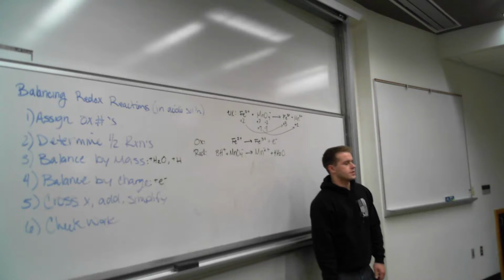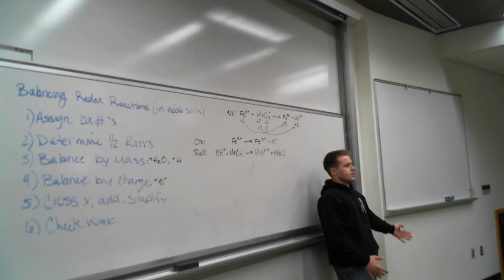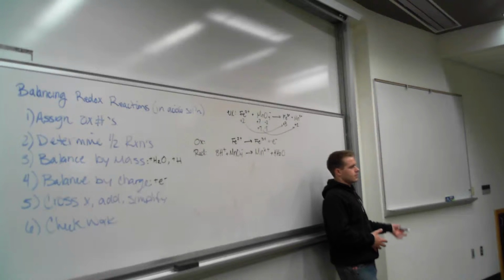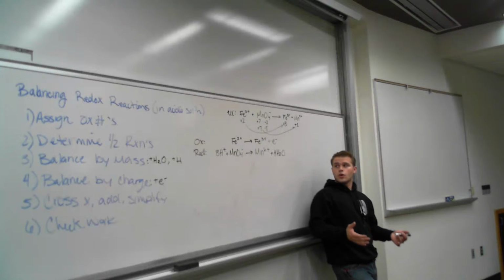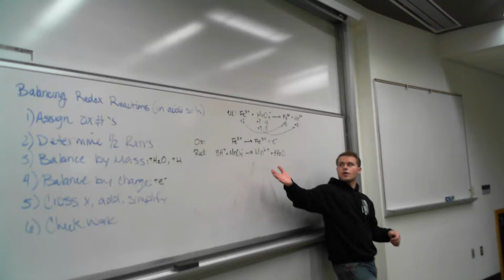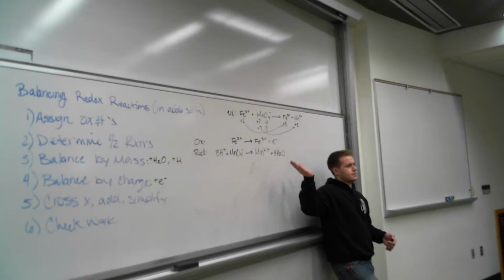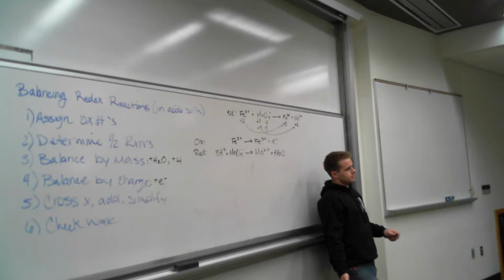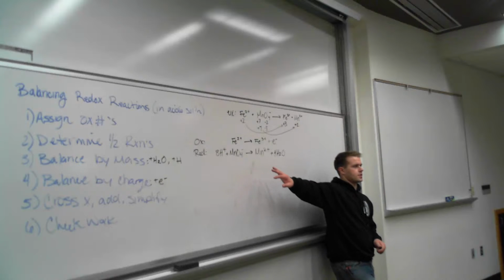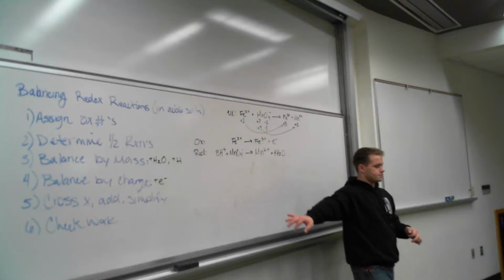Remember that redox reactions are the transfer of electrons from one species to another. One is oxidized, one is reduced, one gains electrons, one loses electrons. So your oxidation reaction should always produce electrons, and your reduction reaction should always consume electrons. Does that make sense? When you do this, you should always end up with electrons on opposite sides of the reaction.